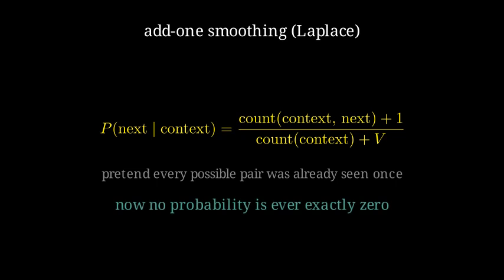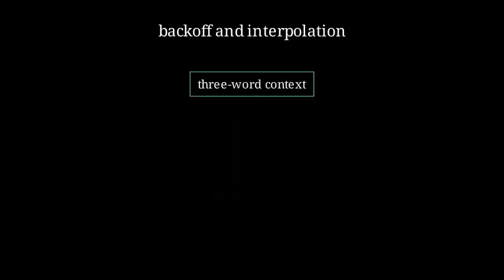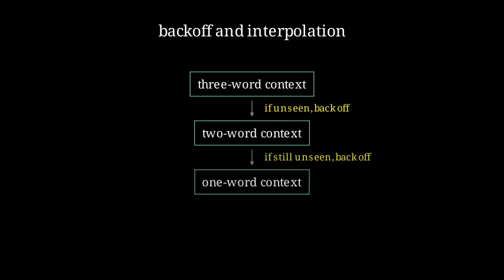Adding 1 to everything steals a lot of probability away from the events you genuinely observed, and it assumes every unseen pair is equally likely, which is rarely true. It trades a fatal flaw for a merely clumsy one. We can do better. Better how? Adding 1 everywhere feels like a hack. It is. The better idea uses something we have been ignoring, the shorter contexts.